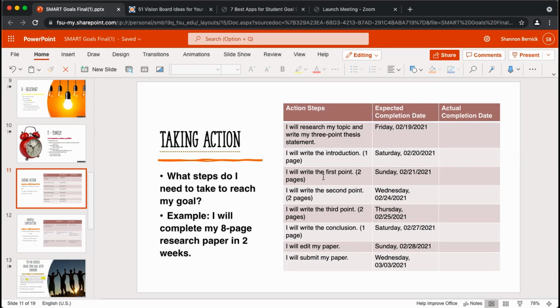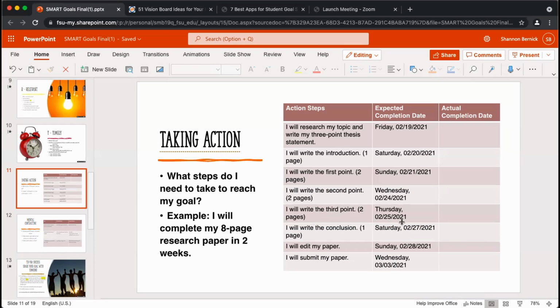Next, I'm going to write about my first point, which is 2 pages. And I'm going to do that the next day on Sunday. And I think over the weekend here, I allotted, I'm going to do a little extra work because I know I have more free time on the weekends. But then, of course, Monday and Tuesday, I'm going to be busy with classes. So I'm not going to write my second point until Wednesday, which will also be 2 pages.